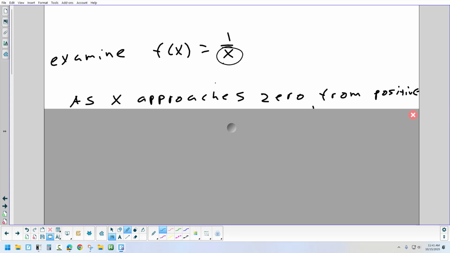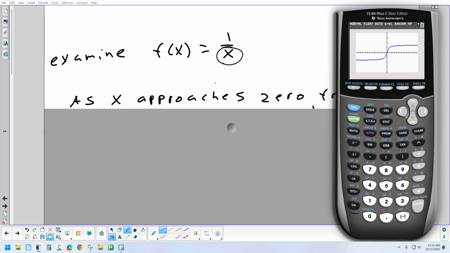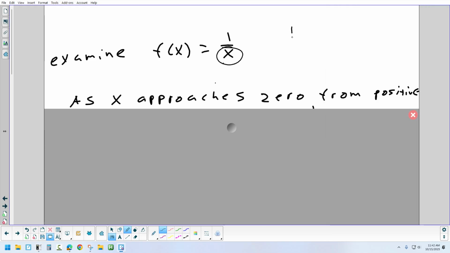So what's a value that's extremely close to 0, but not 0? 0.0001. All right, so 0.0001, however many zeros you want to put in. If we take 1 and divide by 0.0001, what would that come out to? That's 1 divided by 1/10,000th. Yep, that's 10,000, really big number.